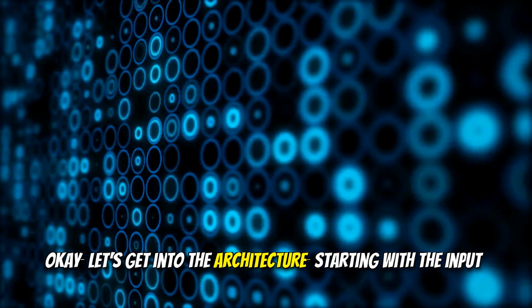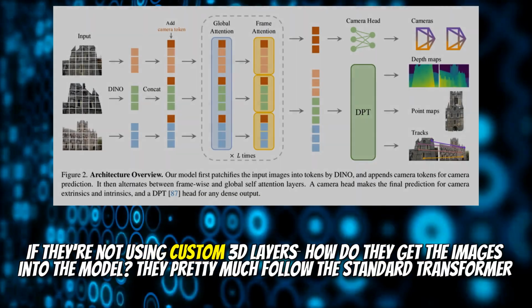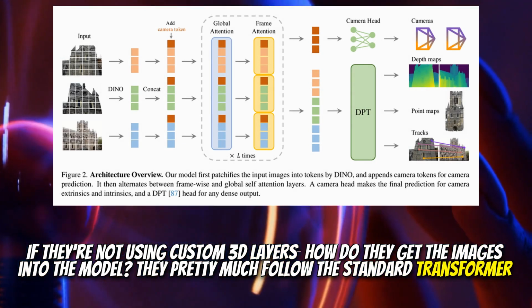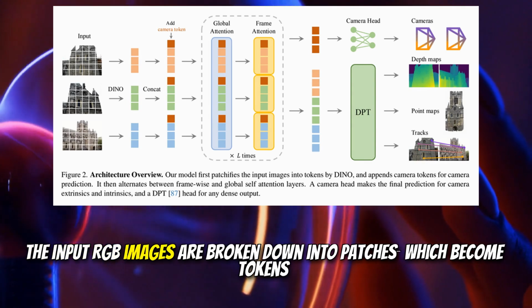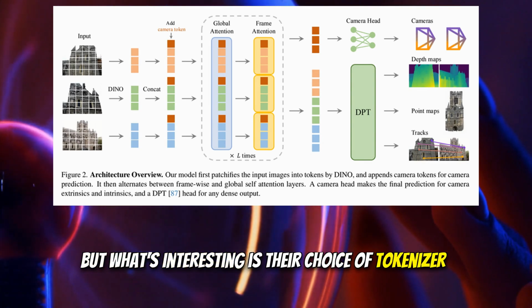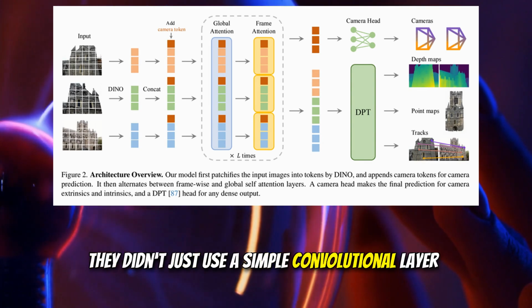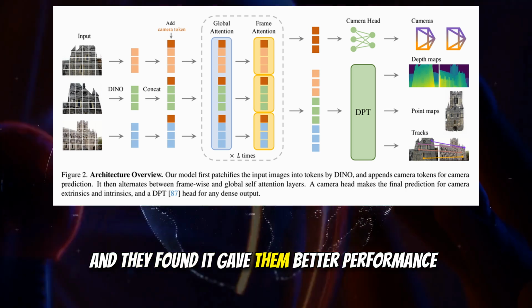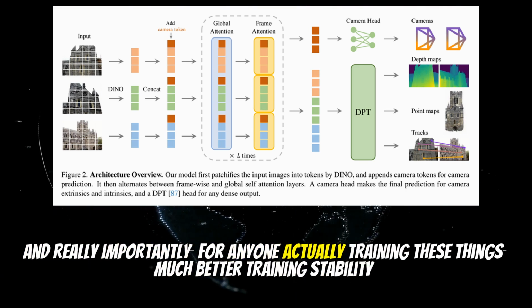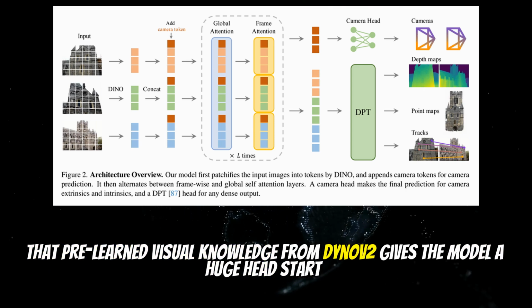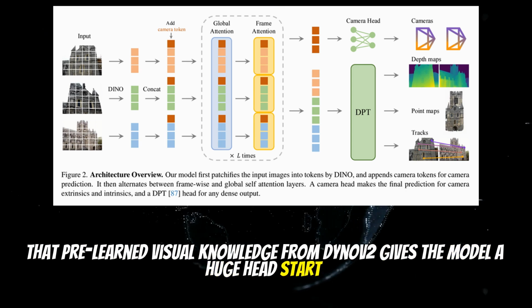Okay, let's get into the architecture, starting with the input. If they're not using custom 3D layers, how do they get the images into the model? They pretty much follow the standard transformer playbook. The input RGB images are broken down into patches, which become tokens. But what's interesting is their choice of tokenizer. They didn't just use a simple convolutional layer. They specifically used a pre-trained DINOv2 model to generate the tokens. They found it gave them better performance and, really importantly for anyone actually training these things, much better training stability. That pre-learned visual knowledge from DINOv2 gives the model a huge head start. So you have your tokens.